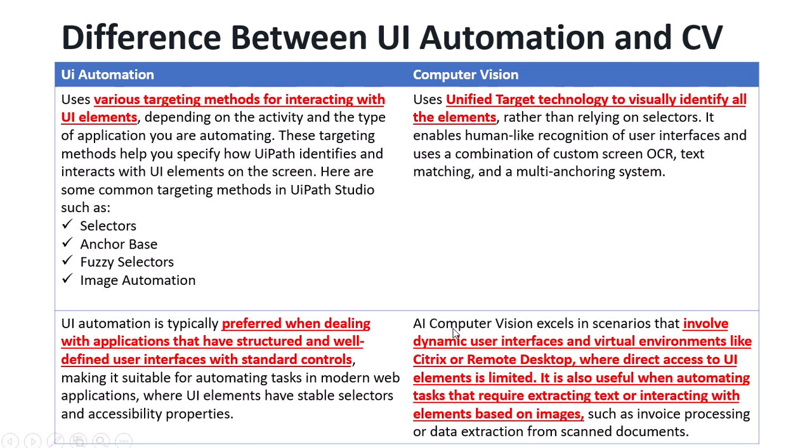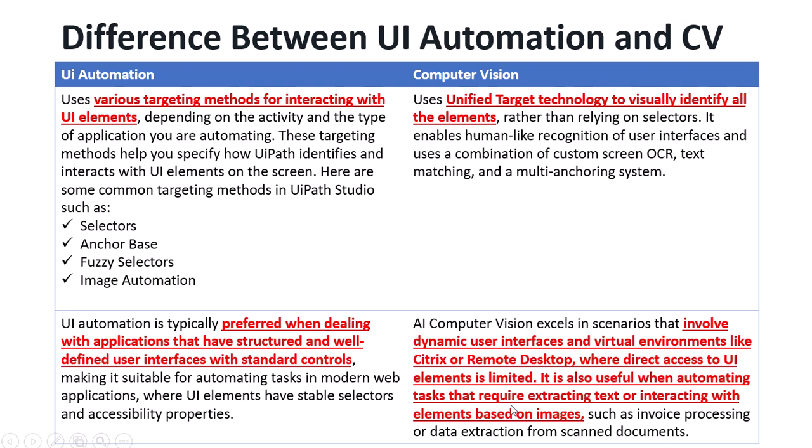But on the other hand, AI computer vision excels in scenarios that involve a dynamic user interface. Where you have a dynamic type of structure, for example, a Pega table, or you are using virtual environments. Okay, like you have Citrix, a virtual machine, or a remote desktop, where you need to open your application and automate, then you need to use computer vision where direct access to UI elements is very limited. If you are using Citrix or VDI or remote desktop, then those elements you cannot directly access with conventional UiPath automation techniques, but you have to go for computer vision.